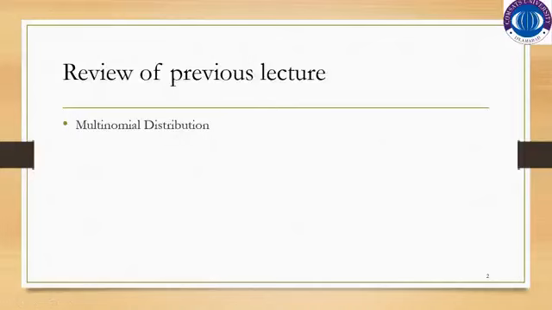In the previous lecture, we studied the multinomial distribution, which was the extension of the binomial distribution. In the multinomial distribution, we have more than two possible outcomes of the random experiment. The experiment was repeated a fixed number of times, that is, the number of trials was fixed, and each successive trial was independent, and the probability of success of each category remains constant in each trial.